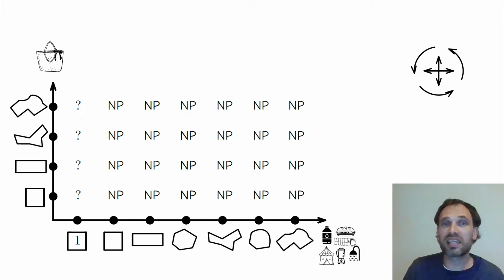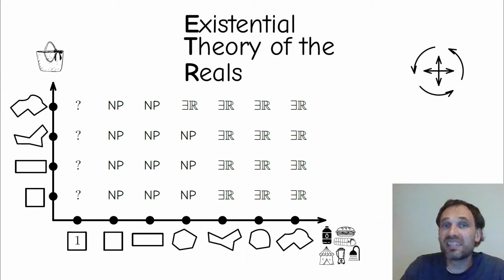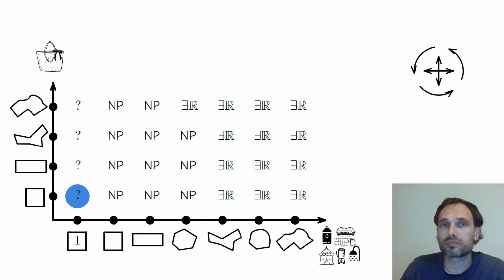And the complexity landscape is kind of very homogeneous. It just says, well, we know about all of these problems that they're NP-hard. And our contribution is that a large set of these problems are harder than NP-hard. They're actually ETR-complete. And ETR-complete stands for Existential Theory of the Reals. I'm going to explain that complexity class in more detail, but for now it's just more difficult than NP.